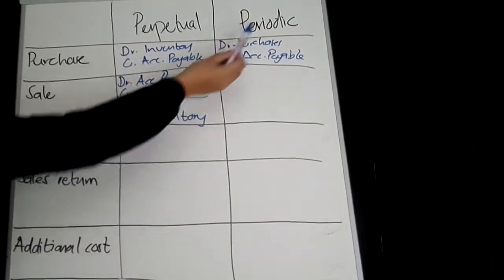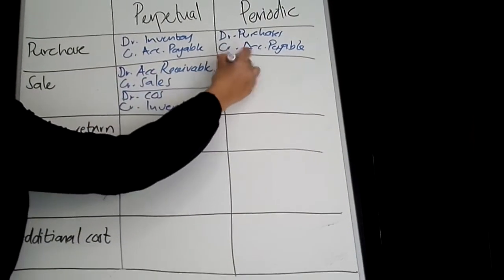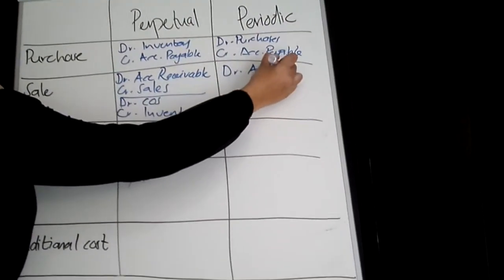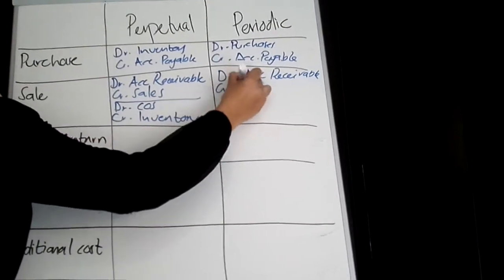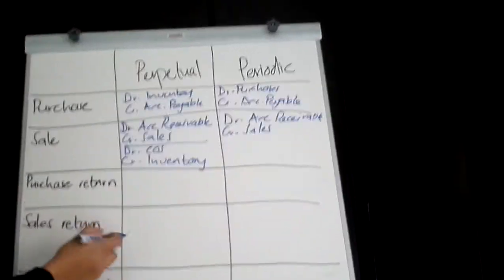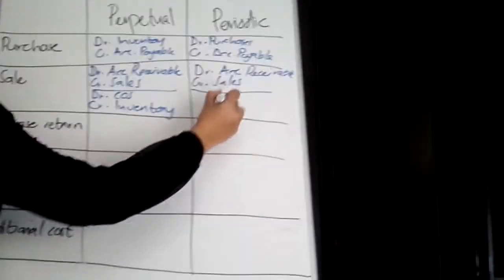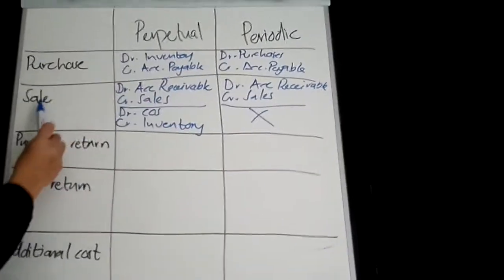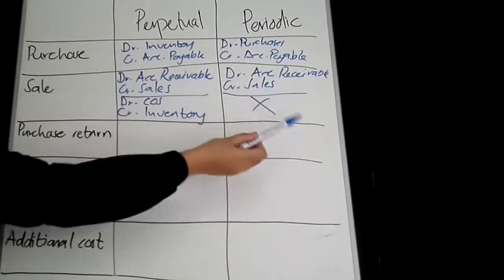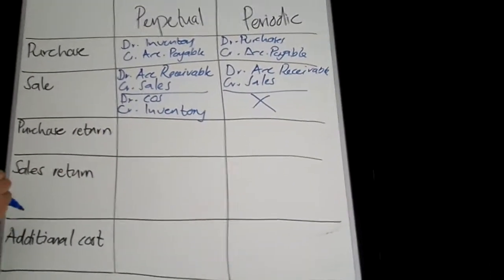If you are using the periodic method and you made a sale, your journal entry stays the same as the perpetual. You debit accounts receivable and you'll credit your sales. The difference here is that there is no second journal entry. So if you're using the periodic method and you're making a sale, you only have the first journal entry, there is no second journal entry.